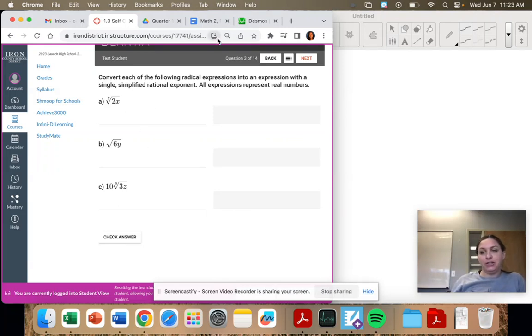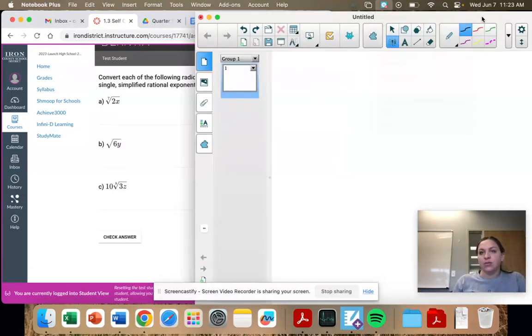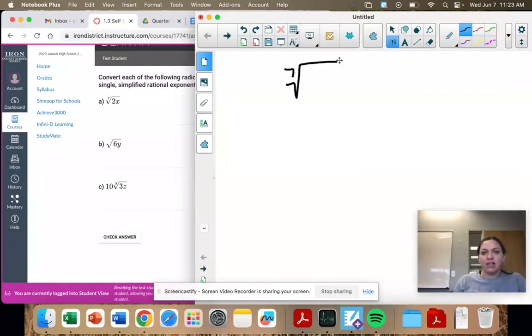Question 3, it just gets a little bit more challenging, but we got this. Convert each of the following radical expressions into an expression with a rational exponent. So let's write down our first one. We have an index of 7 and then 2x. So remember, we're going to rational exponent.